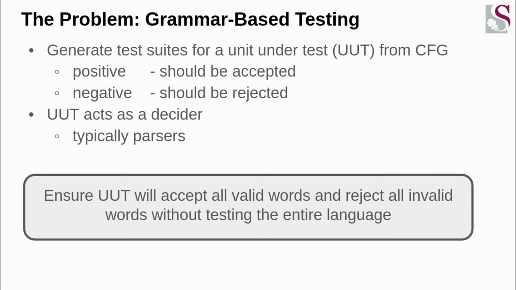The goal is that we want to ensure that the unit under test will accept all valid words and reject all invalid words in the language without actually having to test the entire language. So this means that our test suites are essentially a subset of the language, and a very specific subset of the language such that we can guarantee this behavior.